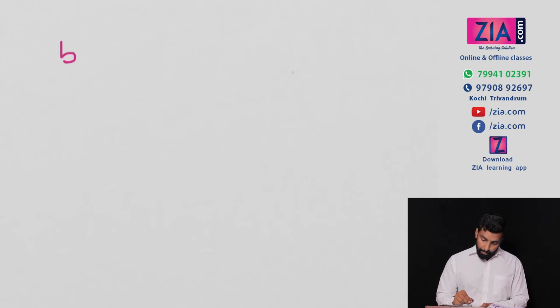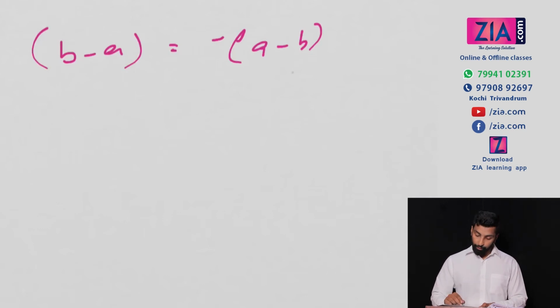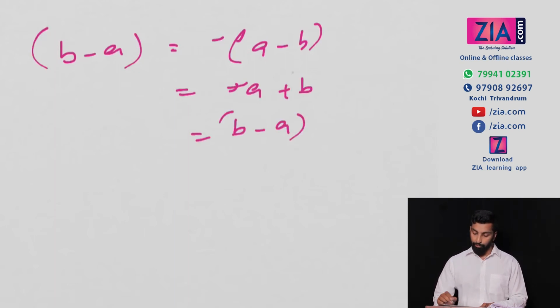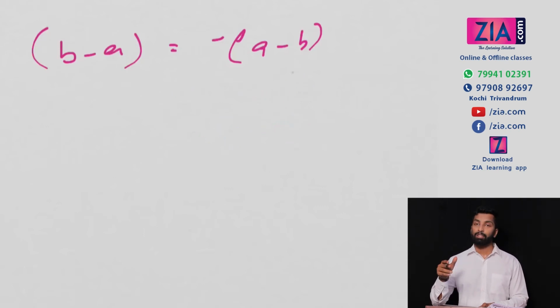Why? Because b minus a is actually equal to minus of a minus b, right? See, if you open this minus symbol, this becomes minus a plus b, and if you rearrange, what you will get? b minus a itself. So b minus a is actually equal to minus of a minus b. So if b minus a is 1, then a minus b will actually be minus 1.